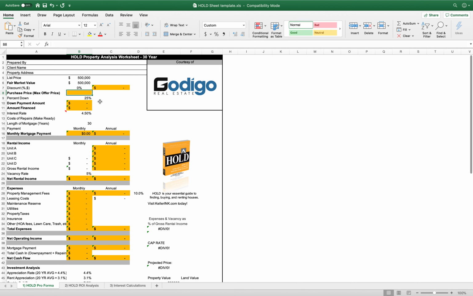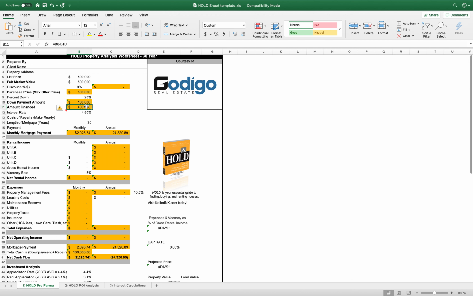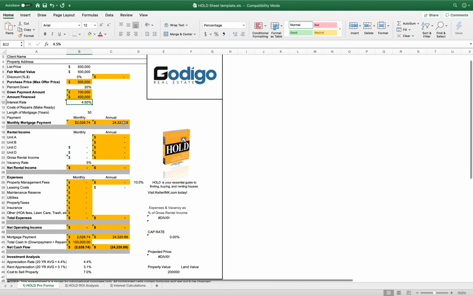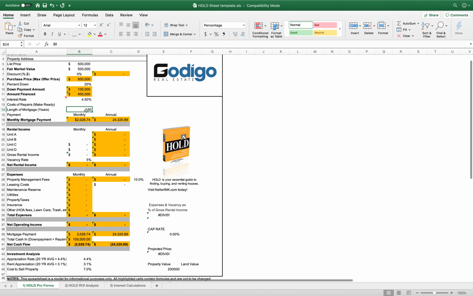And then the purchase price, max offer, let's just say we ended up getting it at asking price. So the percent down typically is about 20 to 25%. In this situation, we'll just put 20%, an 80-20 LTV. And then interest rates, nowadays it's about 4.5%, at least right now at the beginning of 2020. Length of the mortgage is typically a 30-year amortization. The monthly mortgage payments will end up being $2,026.74.